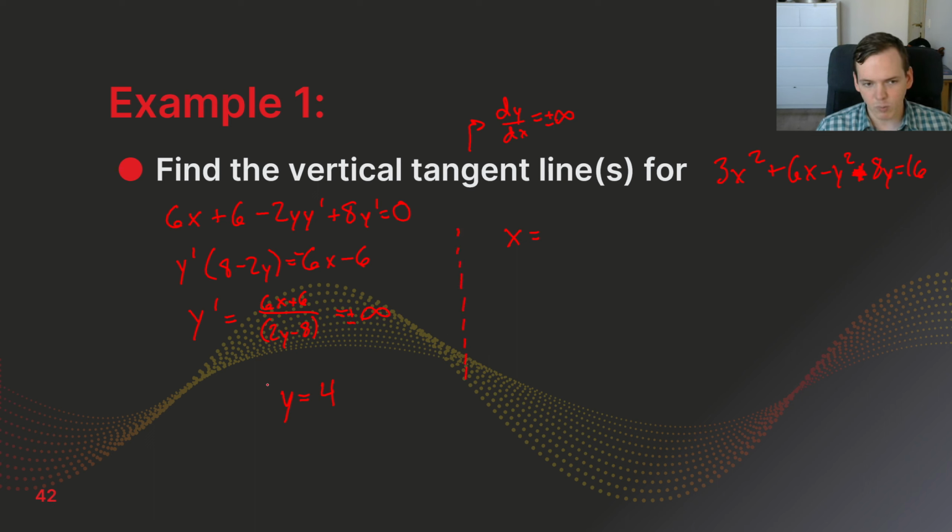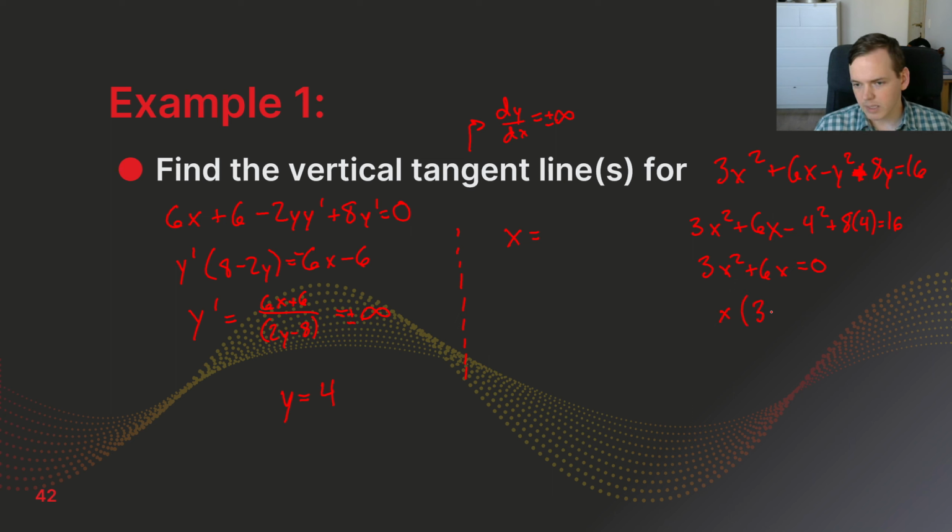So we know it happens when y equals 4, so let's go back to our original equation and find, when y equals 4, what does x equal? So 3x squared plus 6x minus 4 squared plus 8 times 4 is equal to 16. 3x squared plus 6x, this is 16, so when I add that I'll get 32 on the left. This is 32, when I subtract it I'll get 0, so this equals 0.